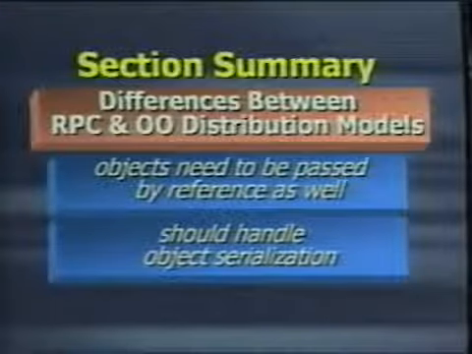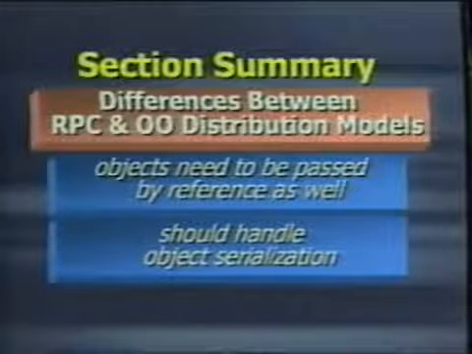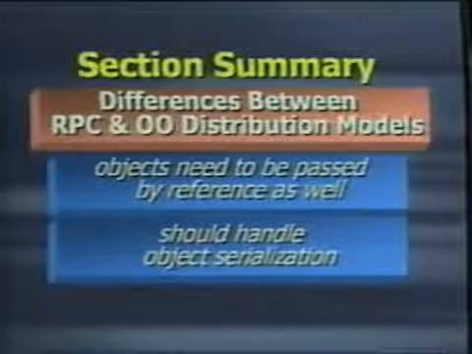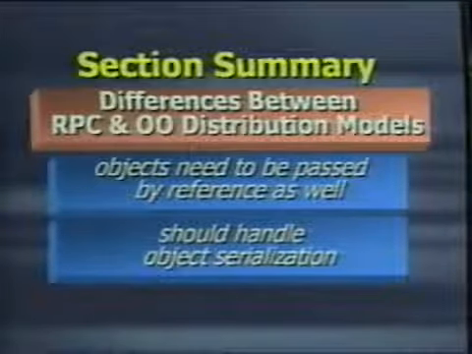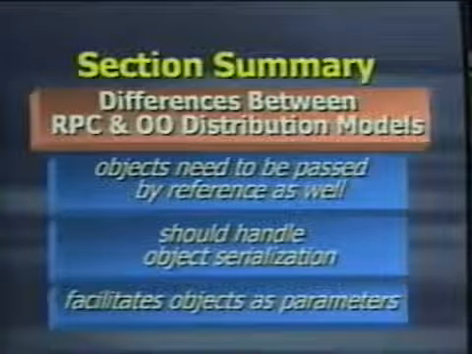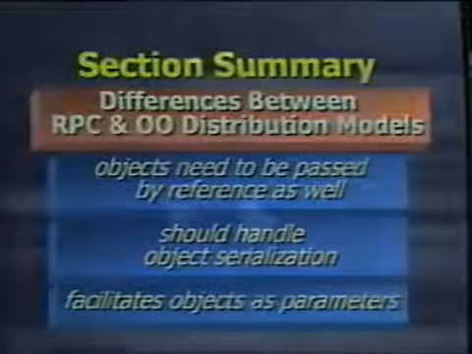An object is inherently an abstract type, and we need to make that a very discrete type, or a series of bytes. It needs to be serialized so it can be sent over standard network connections, and this is what facilitates our objects as parameters.